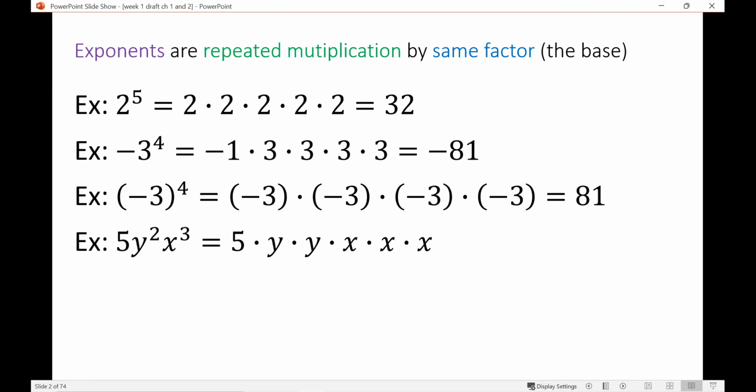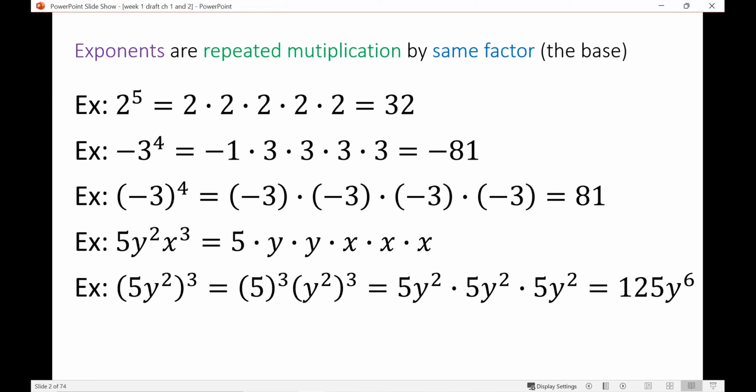Keep in mind what exponents really mean. 5 times y squared times x to the third means we're multiplying by 5, then we're multiplying by y twice, then we're multiplying by x 3 times. Now, if we have parentheses around some term and then an exponent, it means that whole term is going to get repeated that number of times. We can also use the distributive property of exponents, which I will show you later.